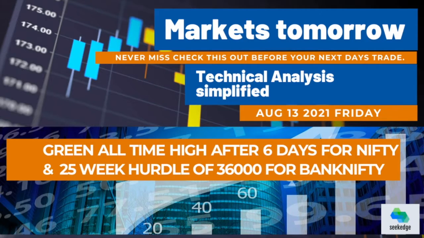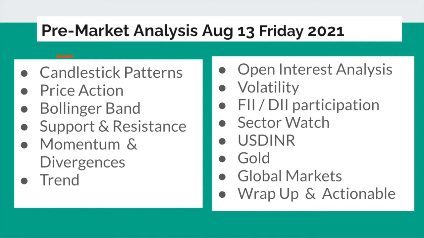And we are going to analyze August 13, 2021, Friday. So what do we do here? We analyze all of these parameters that you see on the left side as part of the pre-market analysis. They're on the chart. In addition to that, we will look at more parameters like open interest for institutional participation, sectorial watch, and global commodities in the market, and we'll wrap up.